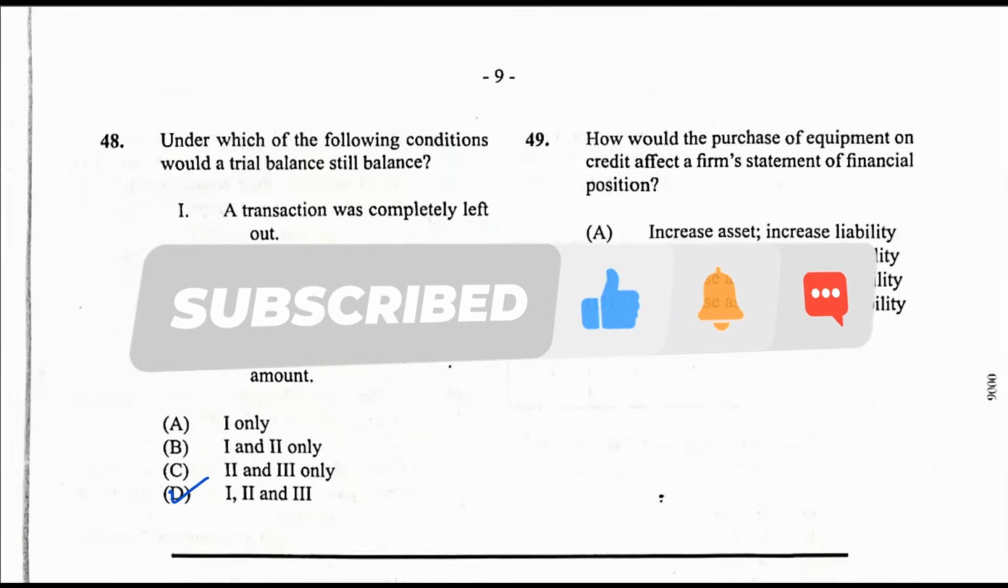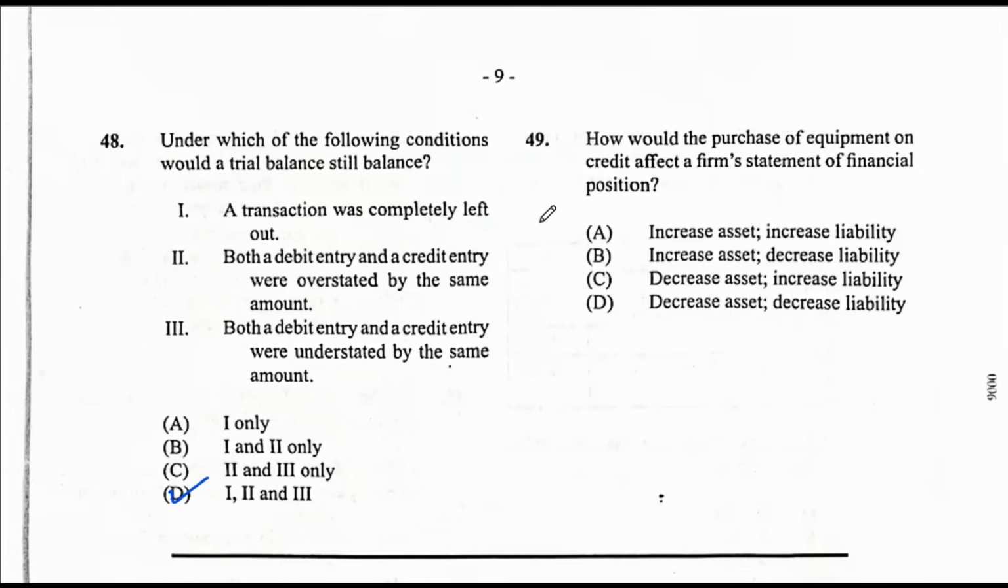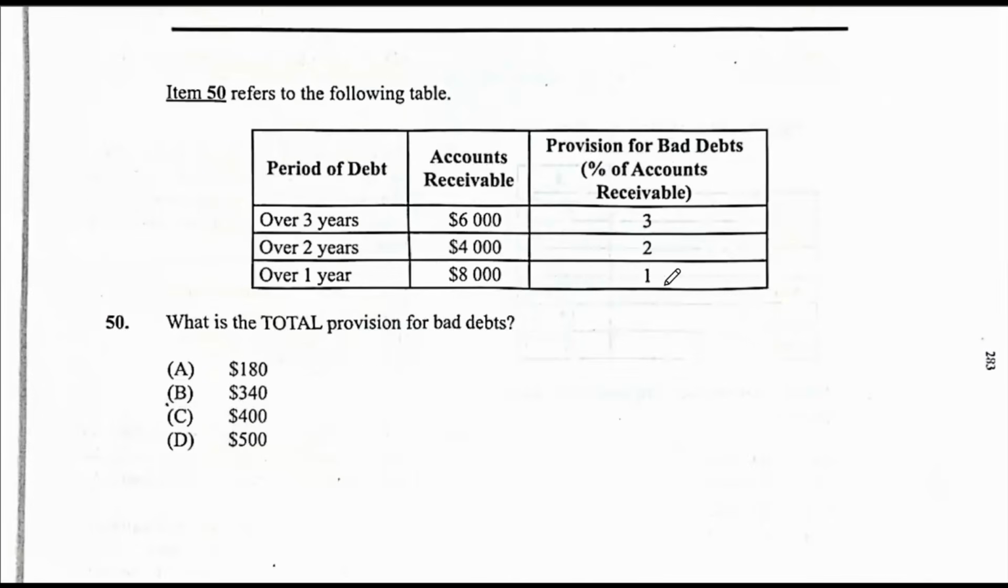Alright, time for us to move on to question 49. How will the purchase of equipment on credit affect a firm's statement of financial position? Well, if you're purchasing equipment, your assets will increase. If you're buying this on credit, your liability will increase as well. So the answer for question 49 is definitely A. Moving on to question 50.